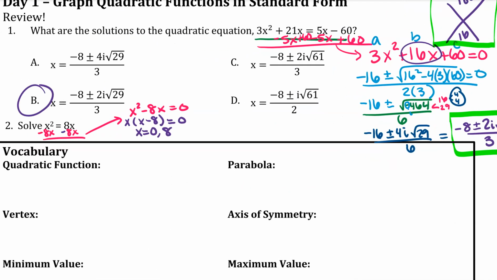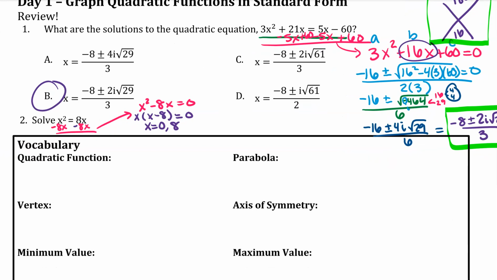And then the second one, number 2, I had to move over the x or the 8x, sorry, and then factor and find my zeros. So I know sometimes you see these and you're like, I have no idea what to do. Just make your own 0 and you're good to go.